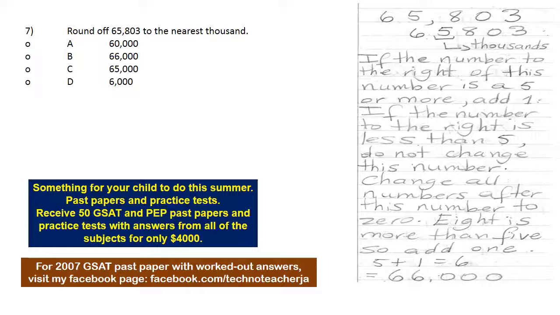803 now becomes 000. 8 becomes 0. The number in the hundreds position becomes 0. The number here in the tens position was already 0, so it remains 0. And the number in the ones position, 3, becomes 0. So 803 becomes 000. So now the number that we have is 66,000.